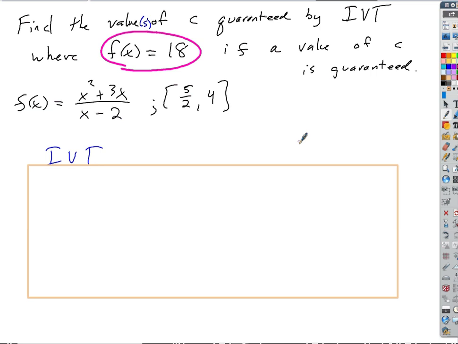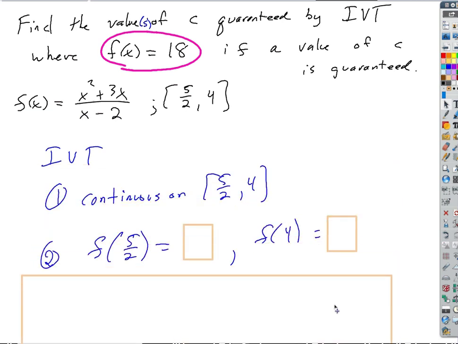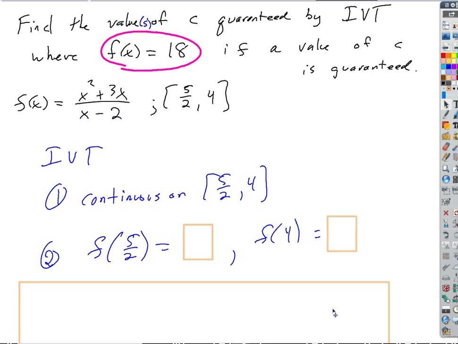Check box number 1. Box number 2: let's evaluate the function at 5/2 and at 4. We can do this on technology if we want to. At 5/2, we get a value of 55/2. At 4, we get a value of 14. So is 18 between those values? Yes, it is. 18 is greater than 14 and less than 55/2. So we can check the second box. So it does apply.